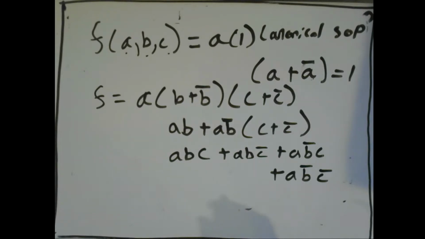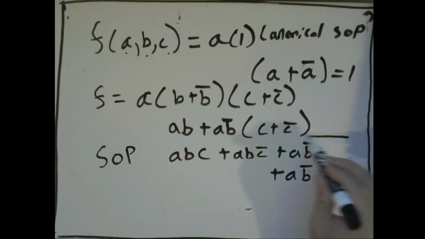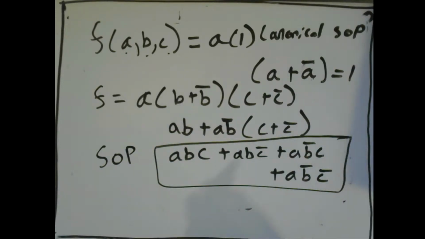And this is going to be our canonical SOP equation right here. Every single term in my equation has all the variables in it, A, B, and C. Does that make sense to everyone? I'll wait 1 minute to see if anyone has any questions about that.